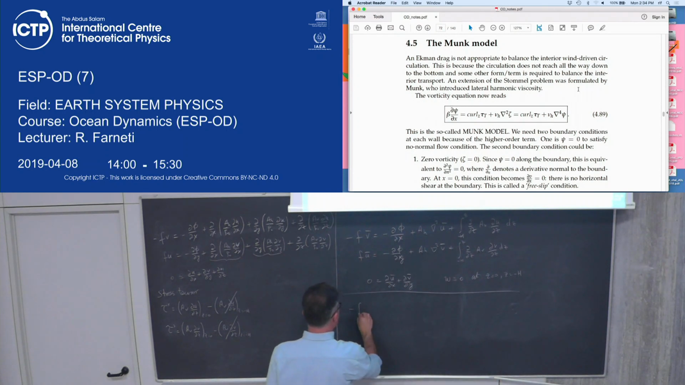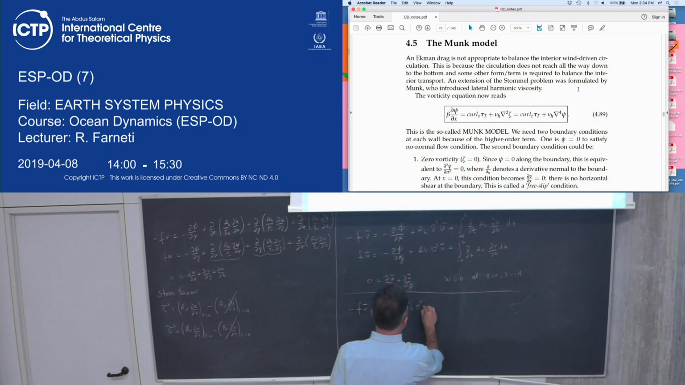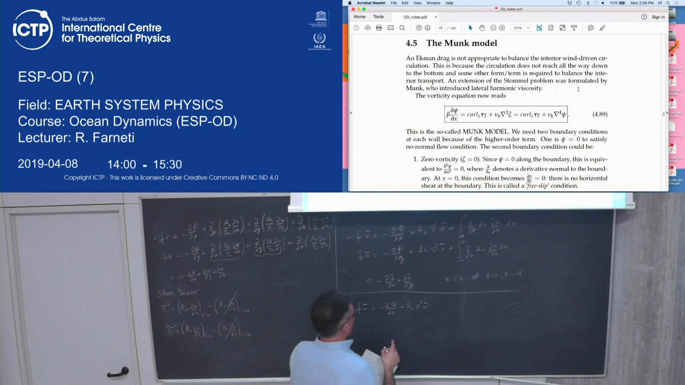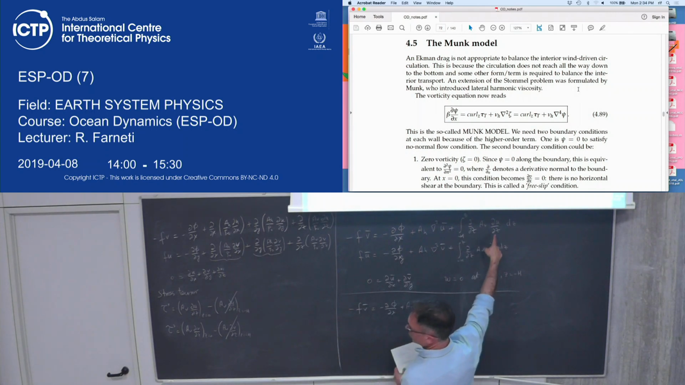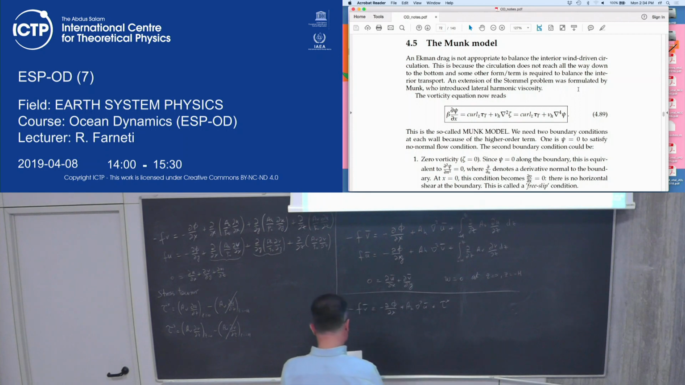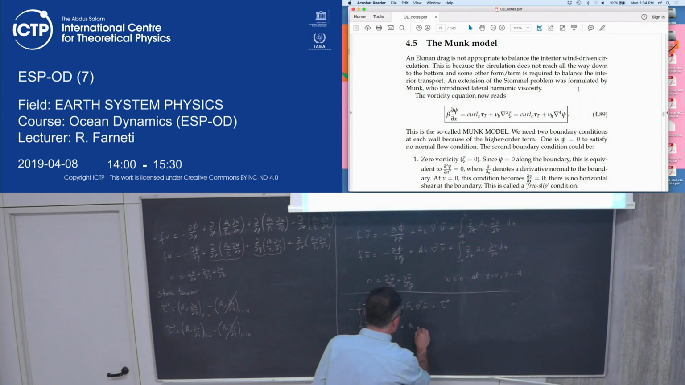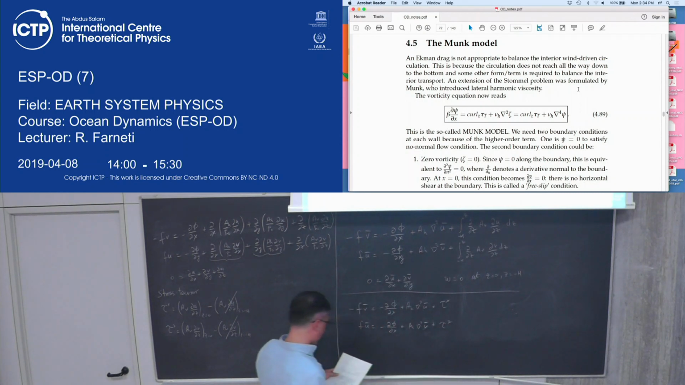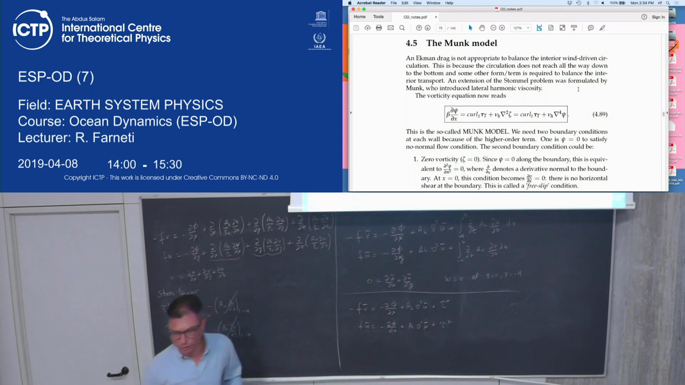And so what we're left with now is minus f, the vertically integrated meridional velocity, minus the vertically integrated pressure field, plus the horizontal Laplacian, plus, now this is d by dz of av, the vertical integral of that is tau x, plus tau y. And again, continuity. Okay?